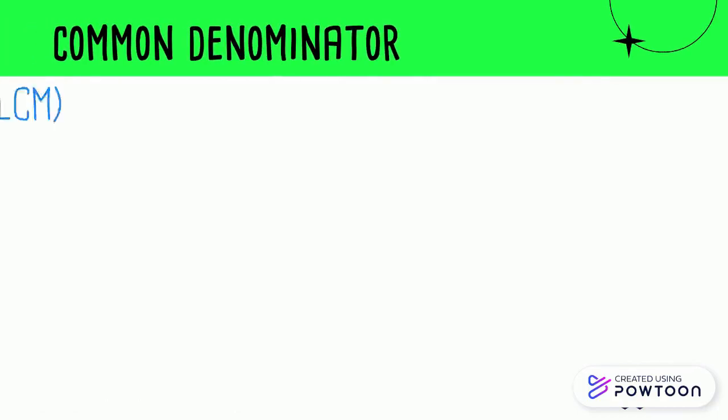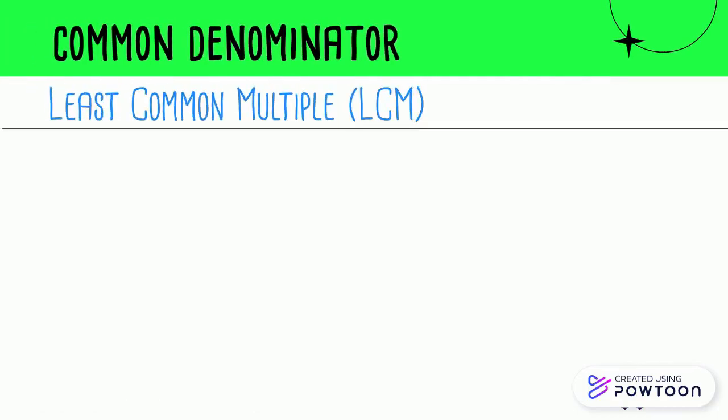Next, we have the term common denominator. For your common denominator, you'll need your least common multiple, or LCM, which is where you list your numbers out, and it is the smallest number that they go to.